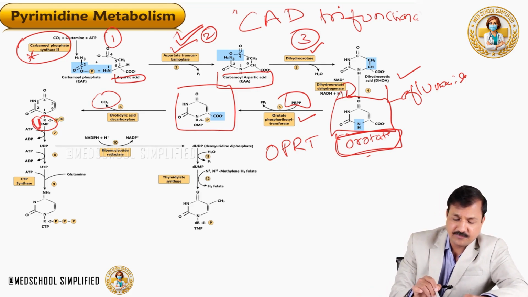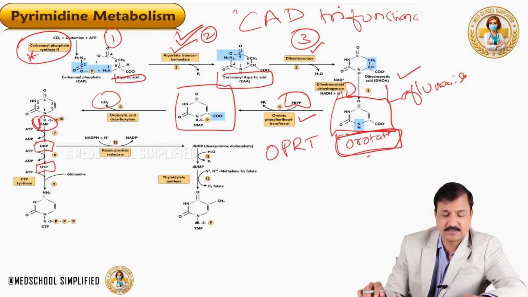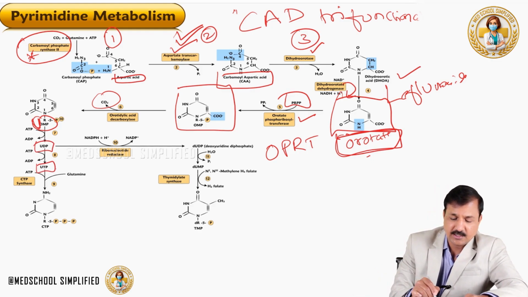Now the uridine monophosphate is converted to uridine diphosphate by a kinase enzyme, and that uridine diphosphate is converted to uridine triphosphate by another kinase enzyme. So that's how we get UTP for RNA synthesis.